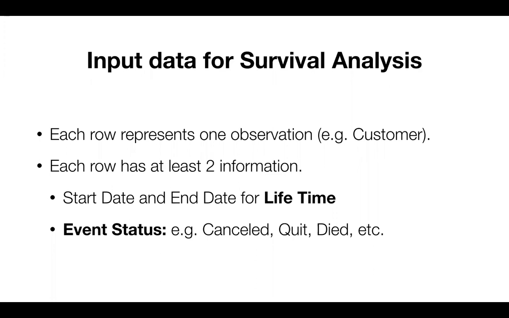But to use those, you have to have the data in a certain format. It's not that hard, but there's some kind of rule. Each row represents one observation, in this case a customer, or it could be an employee or a patient. Each row has at least two types of information: a start date and an end date, so that we can calculate the lifetime, how long this customer is using this service. The second type of information is the event status, which is whether they canceled or not, whether this employee quit or not, whether this patient died or not. That event status is typically true or false.